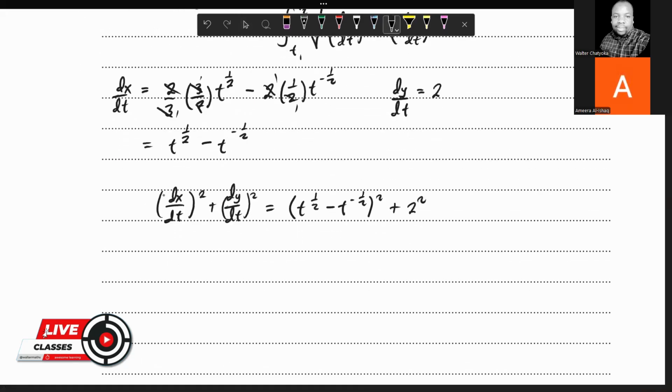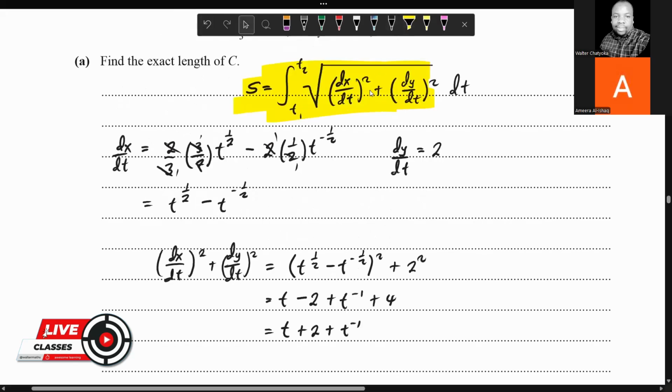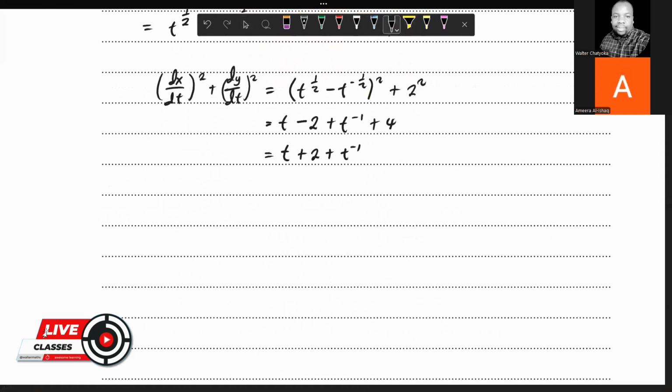Now, squaring t to the power of a half, we get t, and that's going to be minus 2 times the product of these two, which is 1. So it's just going to be minus 2, plus the square of this, which is t to the power of minus 1, and that's plus 4. So that's t. Minus 2 plus 4 is 2, and t to the power minus 1 is t to the minus 1, basically.